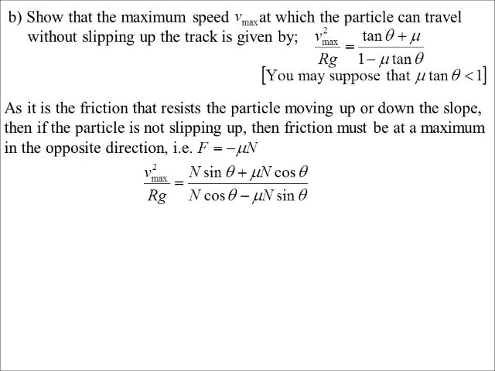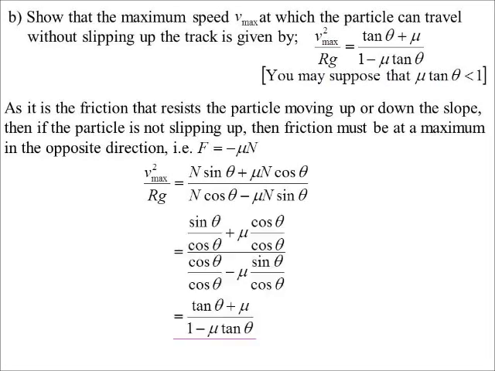So let's sub that in. We've worked out the v squared on rg, but we're talking about v squared max, which is now when friction is minus mu n. Substitute that in, and our n's will cancel. We're trying to get that expression up there. It looks like what I've got to do is divide everything by cos theta. That'll create the tans. If I divide everything by cos theta, sure enough it drops out. We get tan theta plus mu on 1 minus mu tan theta.